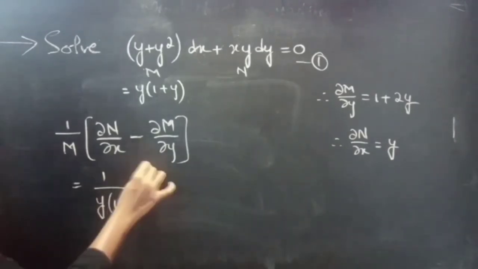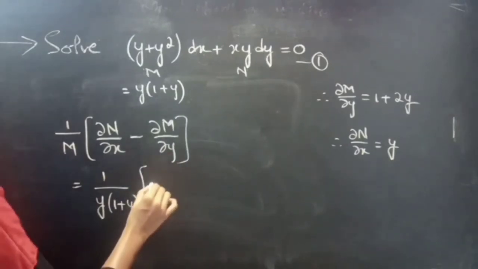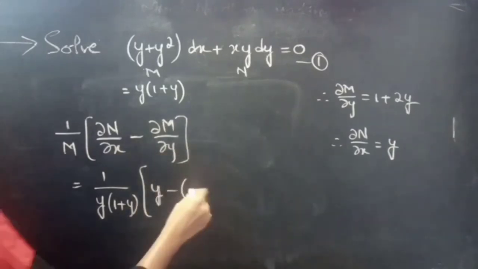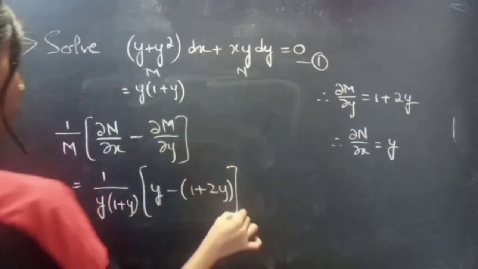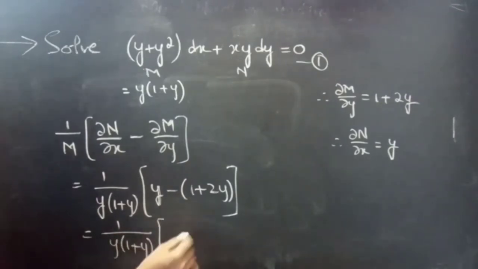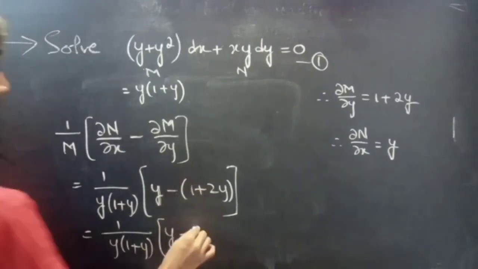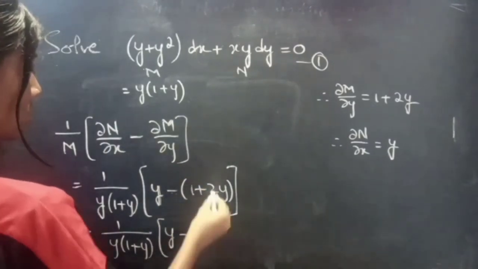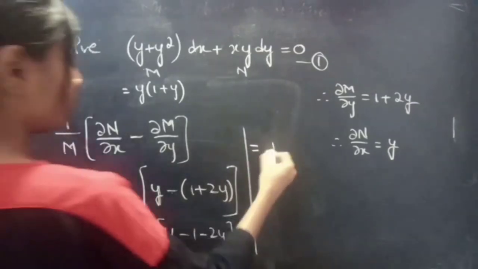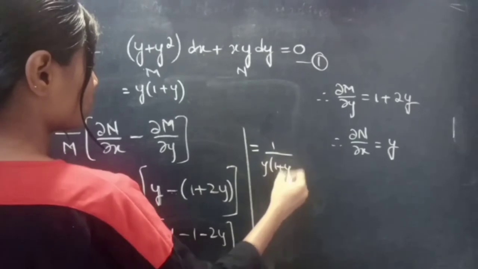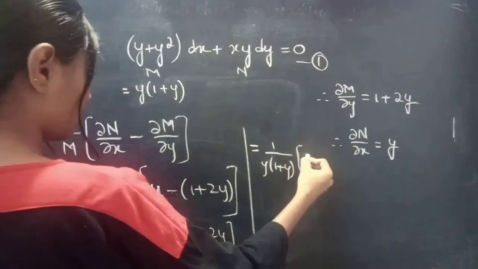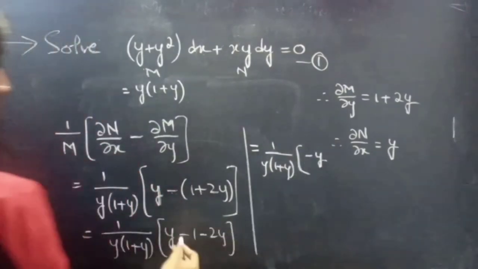1 by M into partial derivative of N with respect to x is y, minus partial derivative of N with respect to y is 1 plus 2y. This equals 1 by y times (1 plus y) into y minus (1 plus 2y), which is equal to 1 by y times (1 plus y) into y minus 2y, is minus y minus 1.